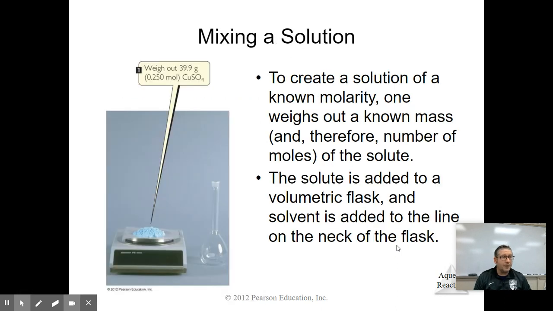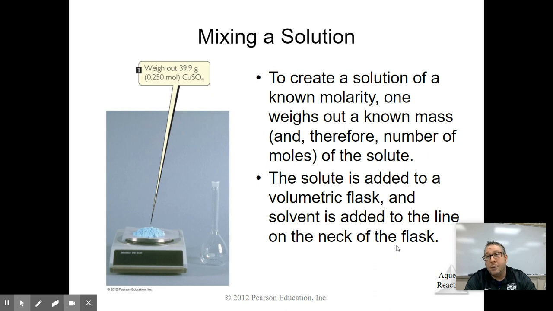When we are mixing a solution to create a solution of known molarity, you have to weigh out the mass. When you weigh out the mass, you have a pretty good idea how much mass you have. I mean, it makes sense. You measured it using a scale. You know how much it is. And depending on what the substance is, you can take the amount that you have weighed out and utilize that substance's molar mass to help determine how many moles are present.